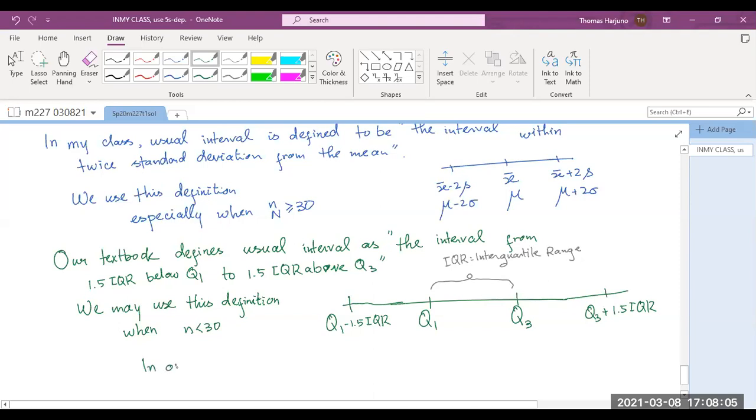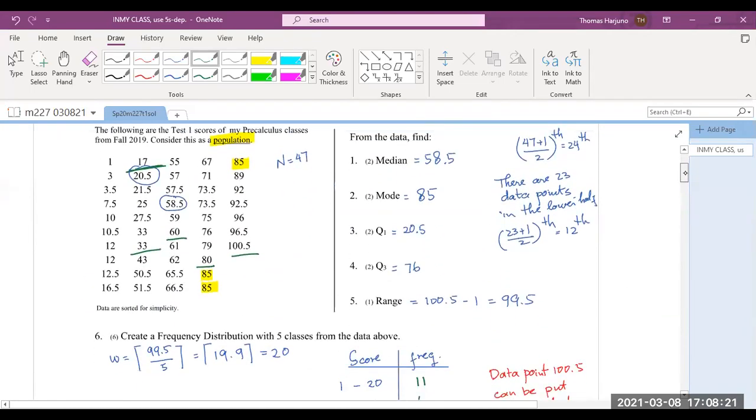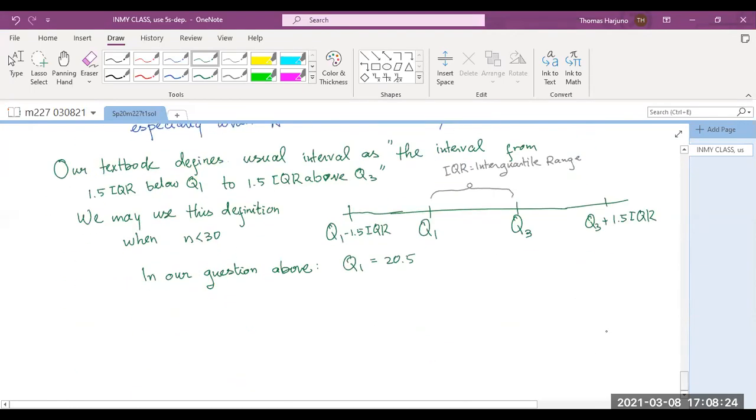In our question above, the first quartile is, as I remember, 20.5. Let me check. Yeah, 20.5, and then third quartile is 76. Okay, so what is the interquartile range? That will be 76 minus 20.5. That will be 45.5.